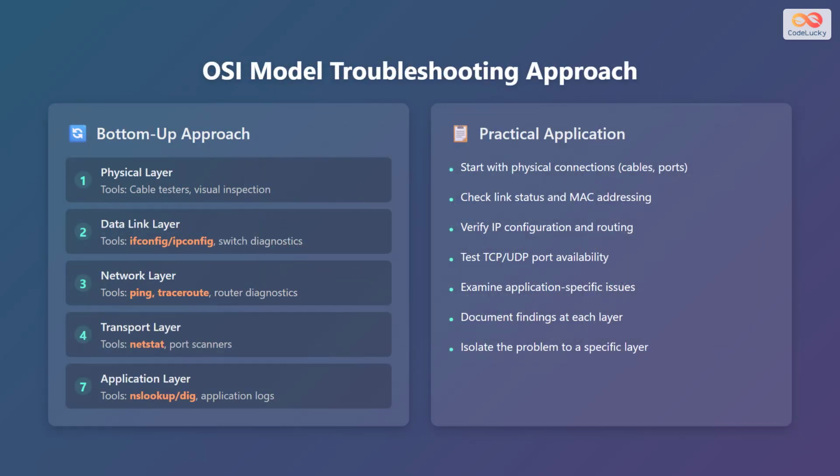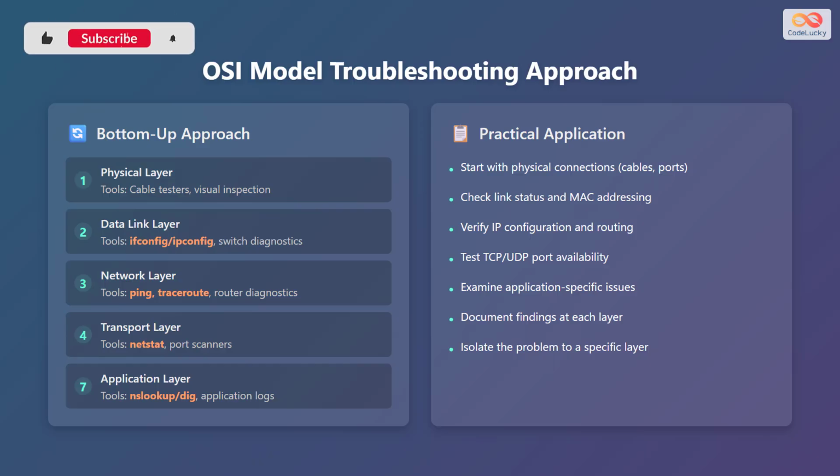Now let's explore the Open Systems Interconnection model as a method for troubleshooting, using a bottom-up approach. Starting with Layer 1, the physical layer, tools include cable testers and visual inspections. At Layer 2, the data link layer, tools include ifconfig or IP protocol configuration and switch diagnostics. Layer 3 is the network layer, where tools include ping, traceroute, and router diagnostics. Layer 4 is the transport layer with tools like netstat and port scanners. Finally, Layer 7 is the application layer with tools like Nslookup or dig and application logs.